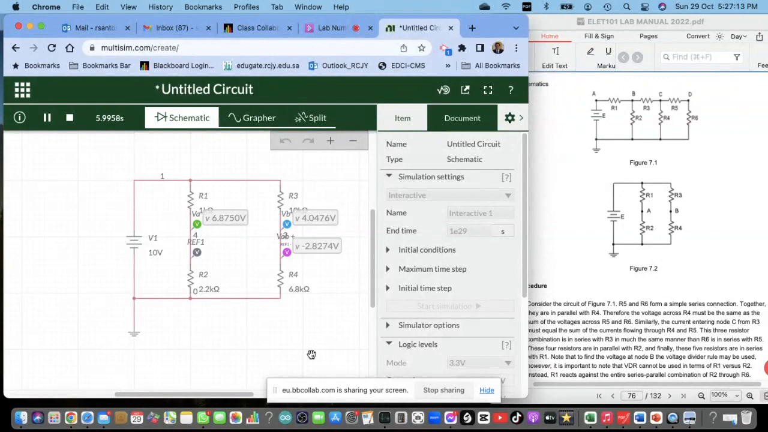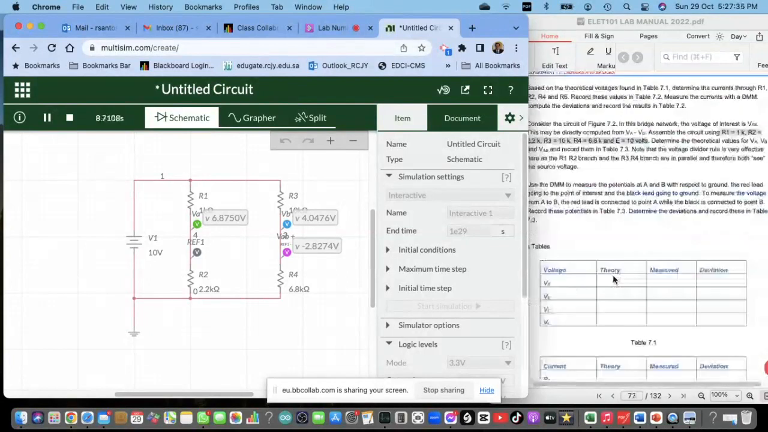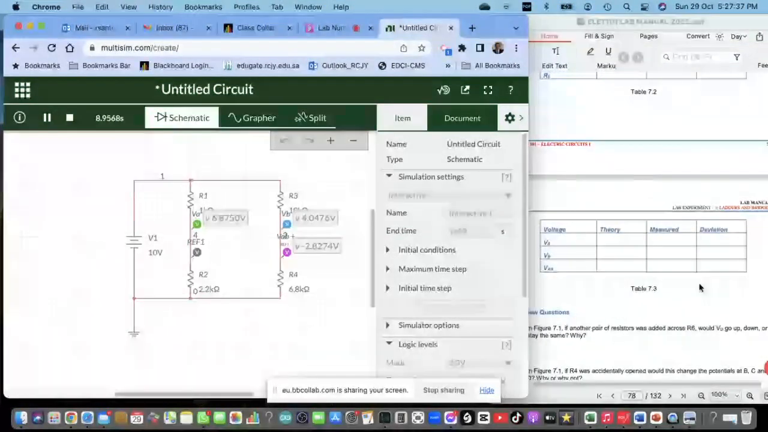Yes, doctor, yes. Correct. Yeah, these are the correct numbers. Again, this is VA 6.8. VB is 4.04. Then we have VAB 2.82 volts. So that would be the results for this circuit. And that is the result here on this table. Table 7.3, the measured value will be here. So here it will be 6.87, VB is 4.04, then VAB is 2.82.